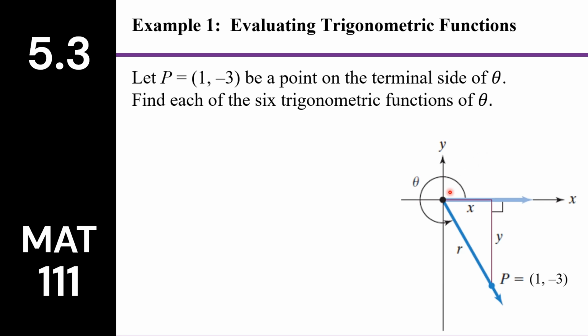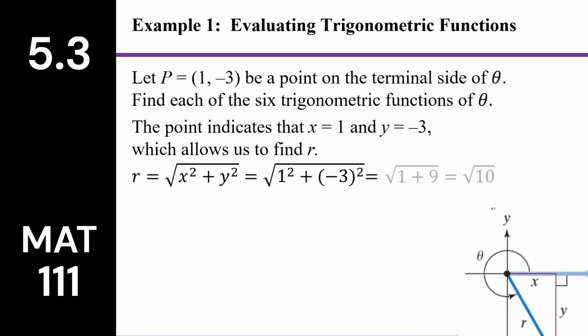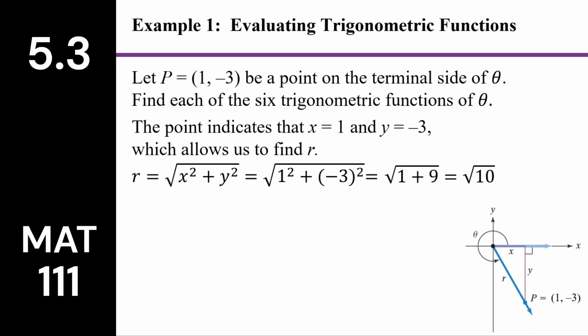In this example, our angle goes through the point (1, -3). So that tells us that our x value is 1 and our y value is -3, and we can find r. We plug those values into our formula, and that gives us radical 10 for r. We now have x, y, and r, so we can find our trig functions.